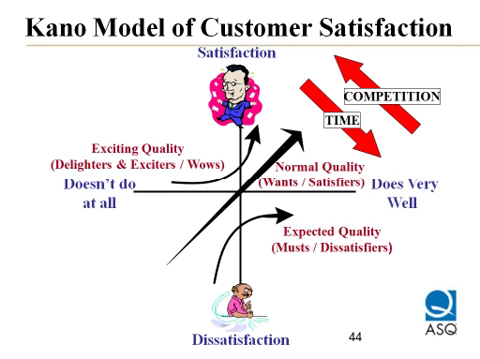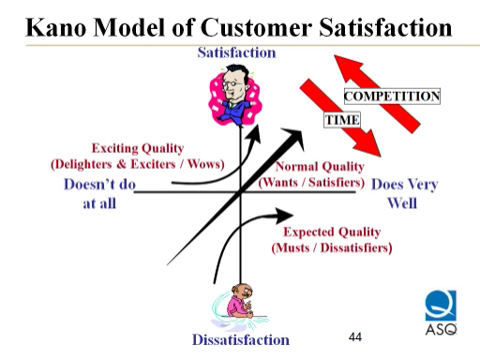Noriaki Kano, professor at the university in Tokyo. I first met him, I guess it was the early 80s at a Gold QPC conference in Boston. Very fine gentleman. And he came up with what's now referred to as the Kano model of customer satisfaction.